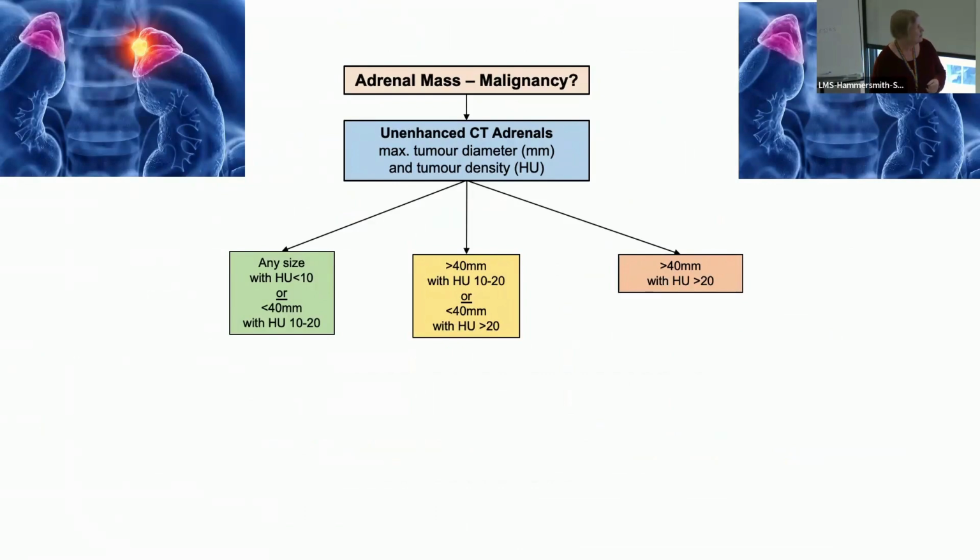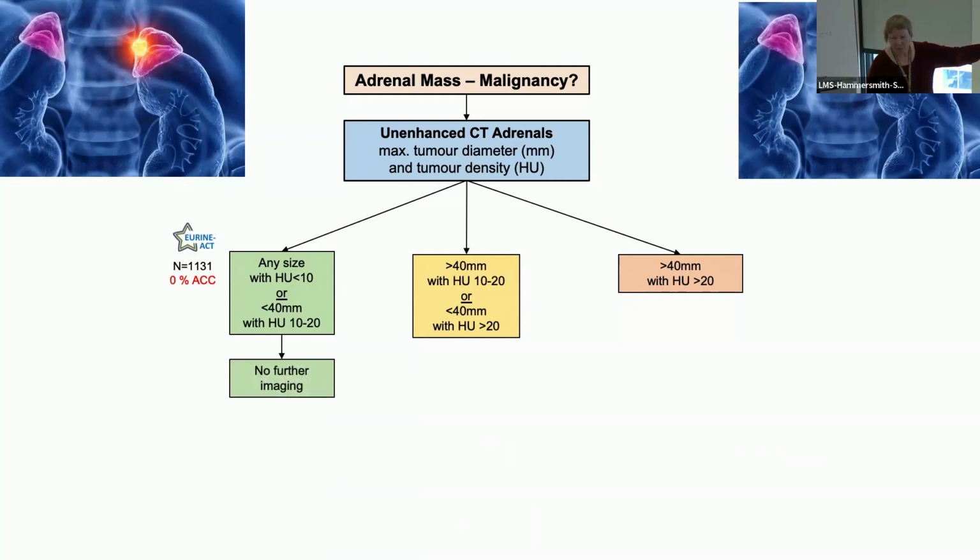You don't need to worry about patients that have a Hounsfield unit less than 10 or are less than 4 centimeters with 10 to 20, because in our study, 0% had ACC. Therefore they get no further imaging. Nobody will have ACC unless there's any other reason for this. In the middle group, if you're larger than 40 millimeters but less than 20, or you're less than 40 millimeter but are higher than Hounsfield unit of 20, we had 0.7% ACC. So that's also not worth your while. So we suggest interval imaging at 6 to 12 months.